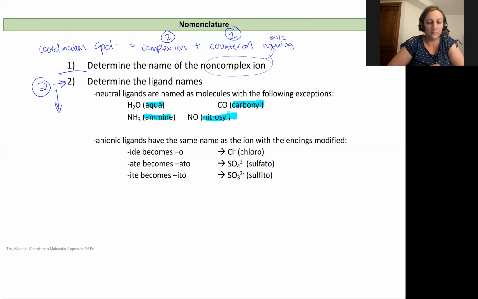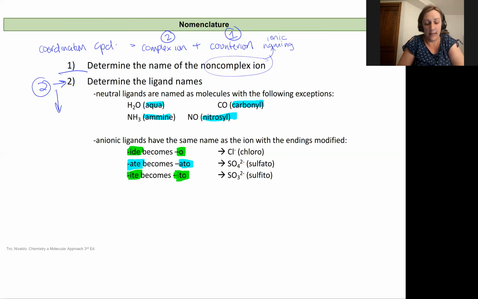Now if instead you have an anionic ligand, so it has an overall negative charge, then we're going to name it very similar to the ion name we would use for an ionic compound, but we're going to modify the ending, because chemists love to modify the endings of things. We're going to take the -ide ending on these and replace it with an -o. If it has an -ate ending on the anion, we're going to replace it with -ato. And if it has an -ite ending, we're going to replace it with -ito. So the trick is it's going to have an O at the end.